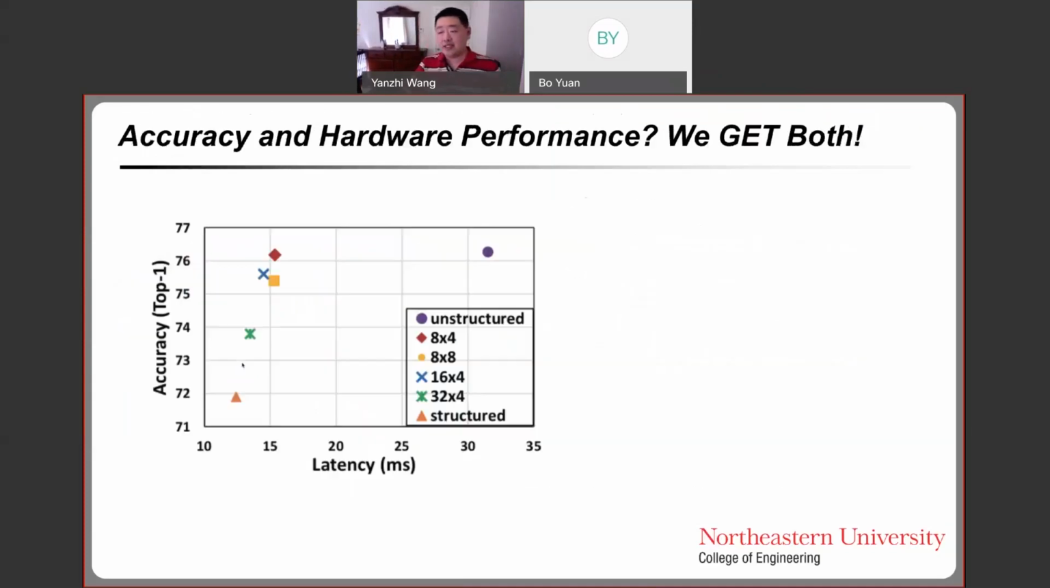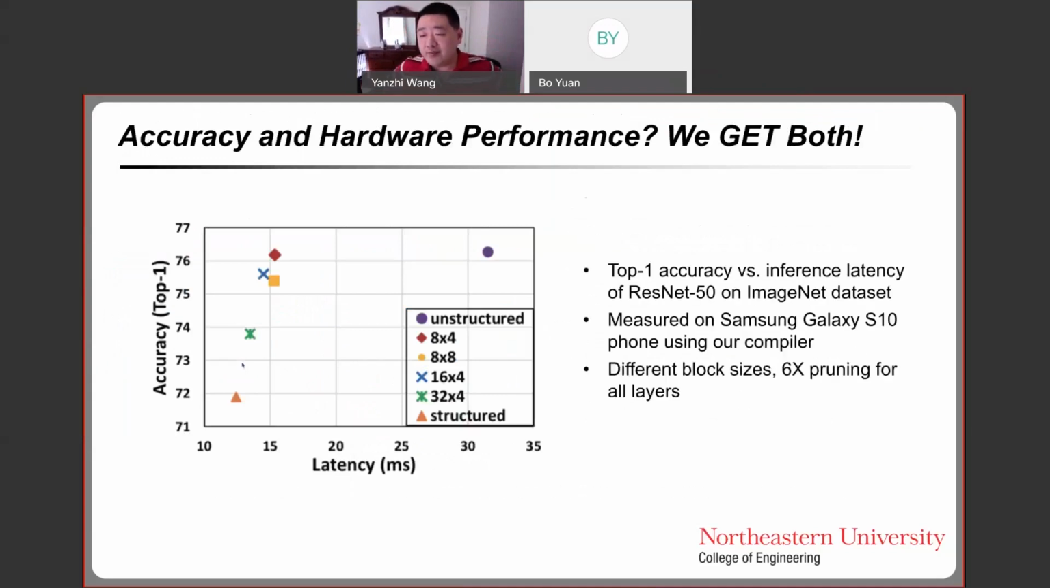So we can see that we can get simultaneously high accuracy and high hardware performance. This is not merely a trade-off of accuracy and speed. We can see in this example, which is on the ResNet 50 on the ImageNet.